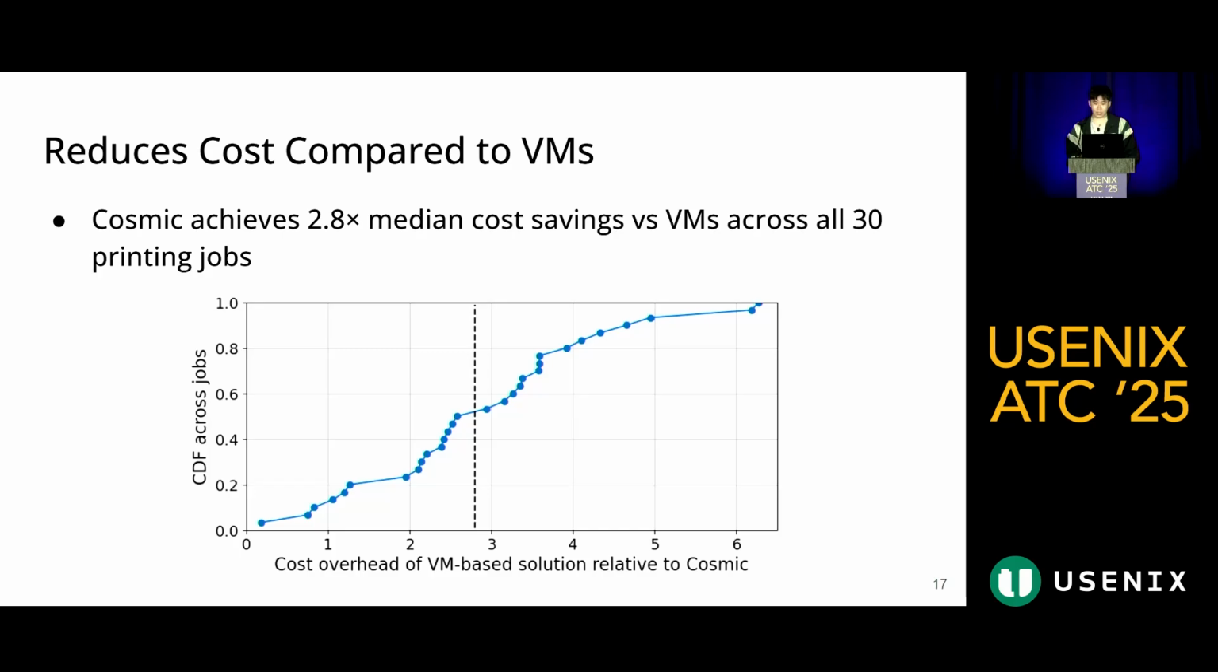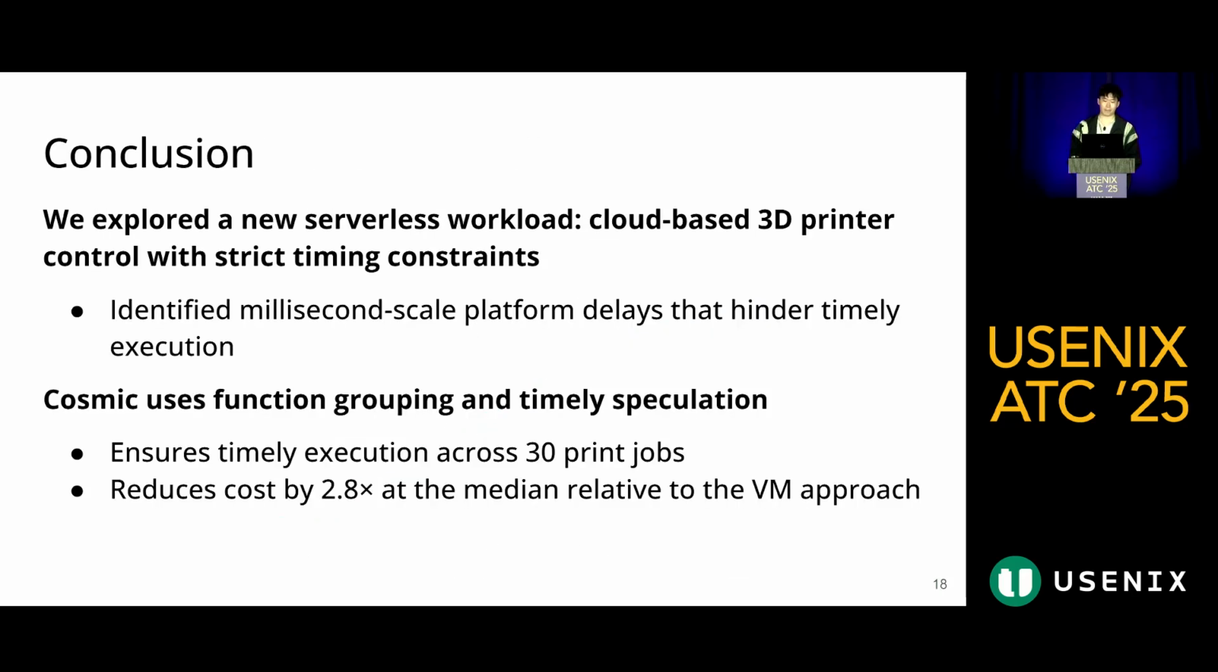In particular, let me show how Cosmic reduces cost compared to VMs. This graph shows the distribution of how many times VMs are more expensive than Cosmic across all 30 printing jobs in the evaluation. The x-axis represents a ratio ranging from below 1, where VM is cheaper, to over 6, where Cosmic saves much more. So the median cost saving is 2.8 times.